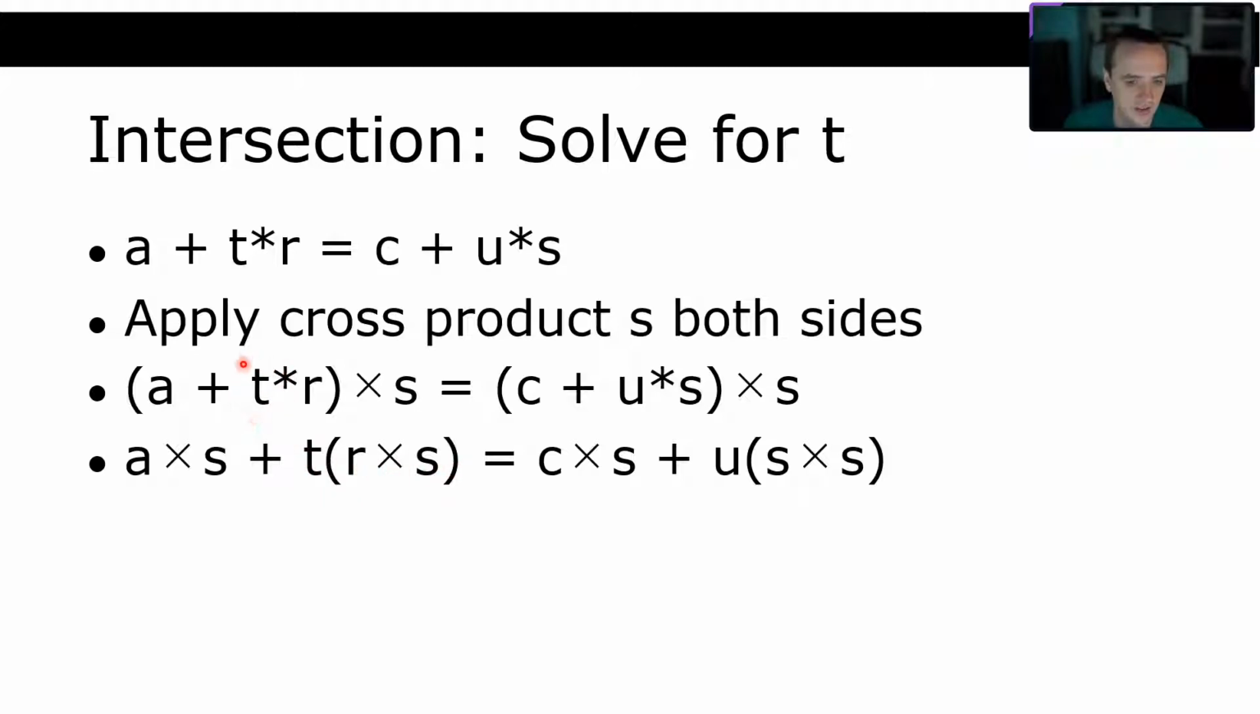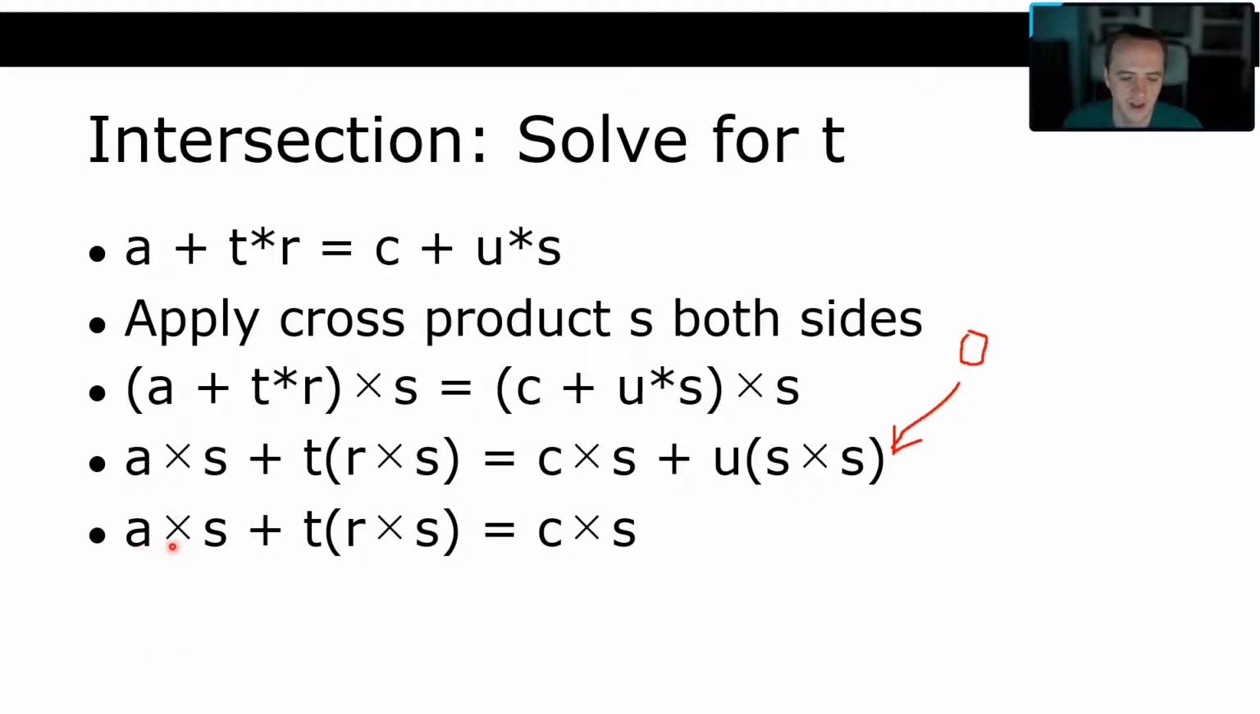Because t is a scalar, we bring it outside of this right here. So t times r cross s is the same as t times r cross s because it's a scalar. We do the same thing on the other side. So now we have c cross s plus u times s cross s. Oh, but what did we say last time? We said that anything cross itself is just 0. And so that's going to help us out a lot here.